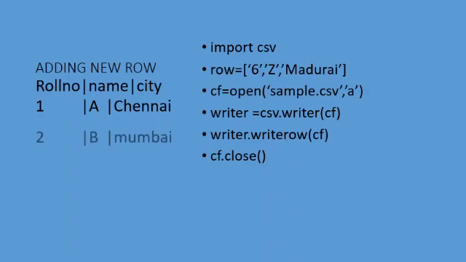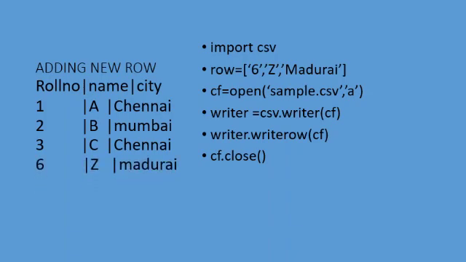Roll number, name, city, 1A Chennai, 2B Mumbai, and 3C Chennai, and 6Z Madurai. I am adding a new row with the value. 6Z Madurai is a new row I have added. That's all. So this is called adding a new row.